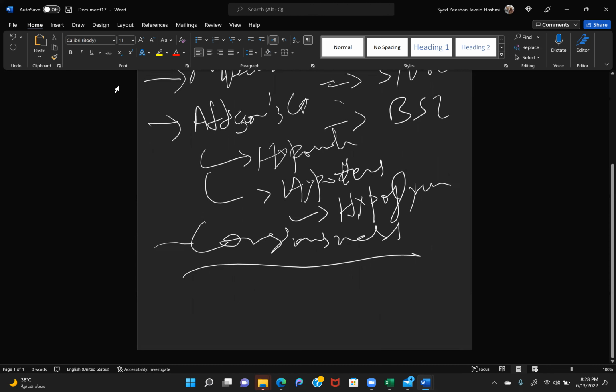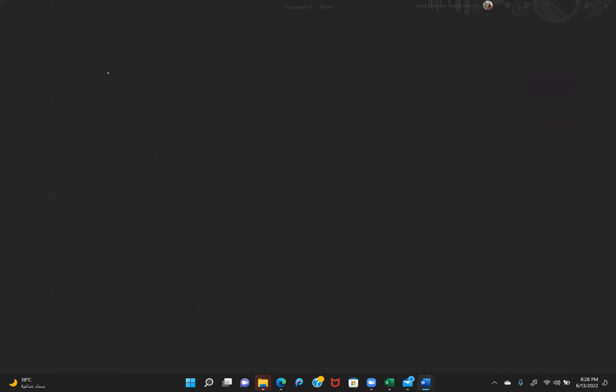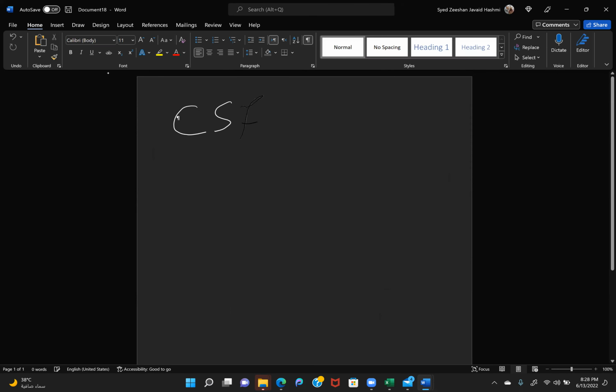You will do CSF studies for viral or bacterial or tuberculous meningitis, or encephalitis. Of course, this will be encephalitis. But usually you will be doing radiological studies, MRI, CT scan. You will be doing like that.